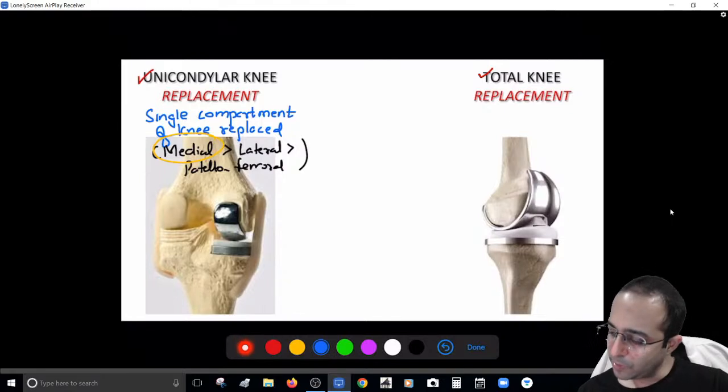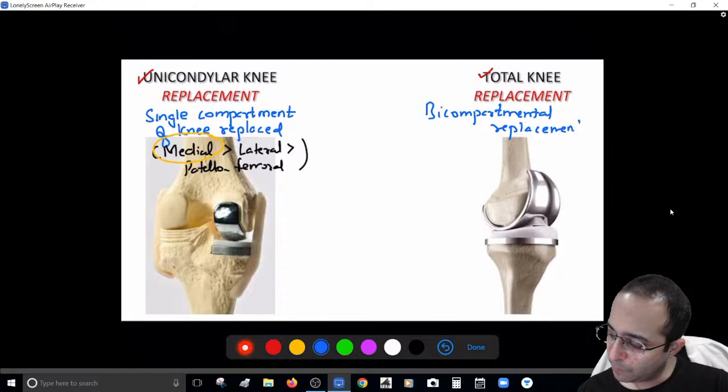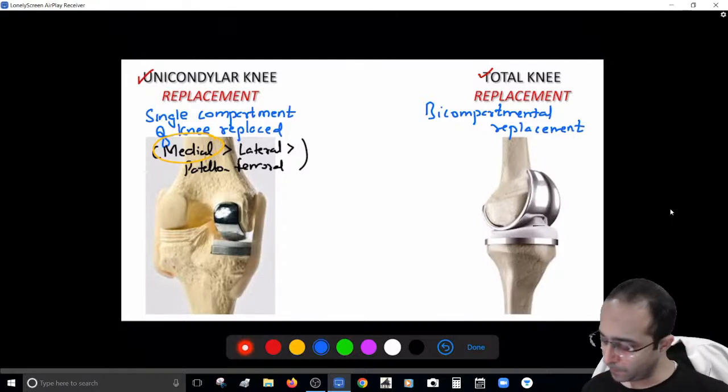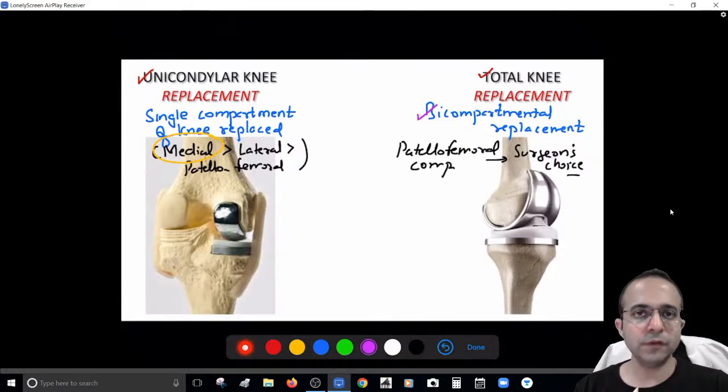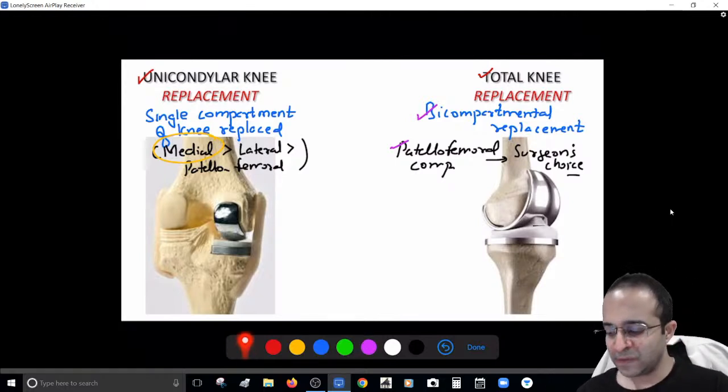Now in a total knee replacement, both compartments will be replaced. So this is a bicompartmental replacement, which means both medial and lateral compartments are going to be replaced. Replacement of the patellofemoral compartment by and large is the surgeon's choice. That may be added on to the bicompartmental replacement if the surgeon wishes, as that can be left out also. There are some very fine indications to decide this last point, which remains more or less the surgeon's choice. So at your level, a single compartment of the knee, usually the medial one, replaced, that'll be a unicondylar knee replacement. Both medial and lateral compartments replaced, that'll be a total knee replacement.